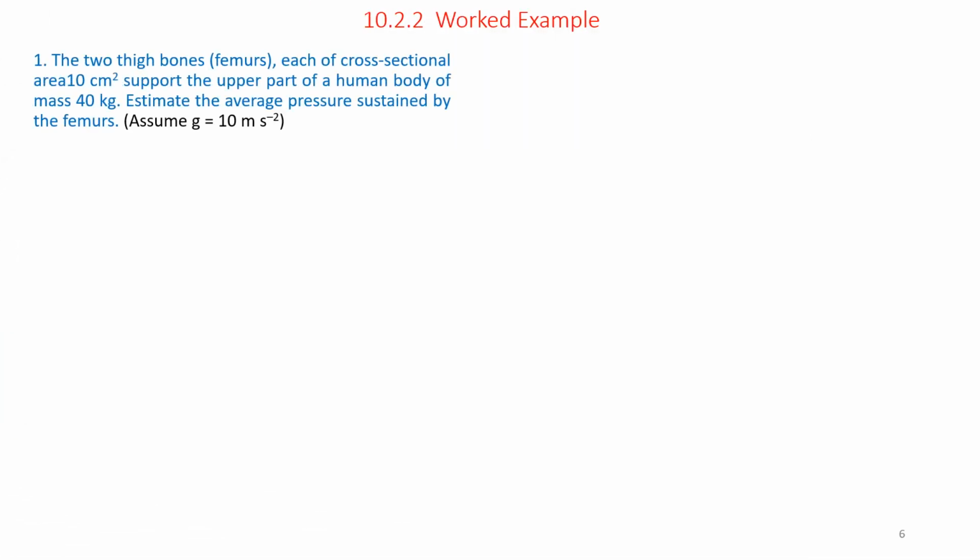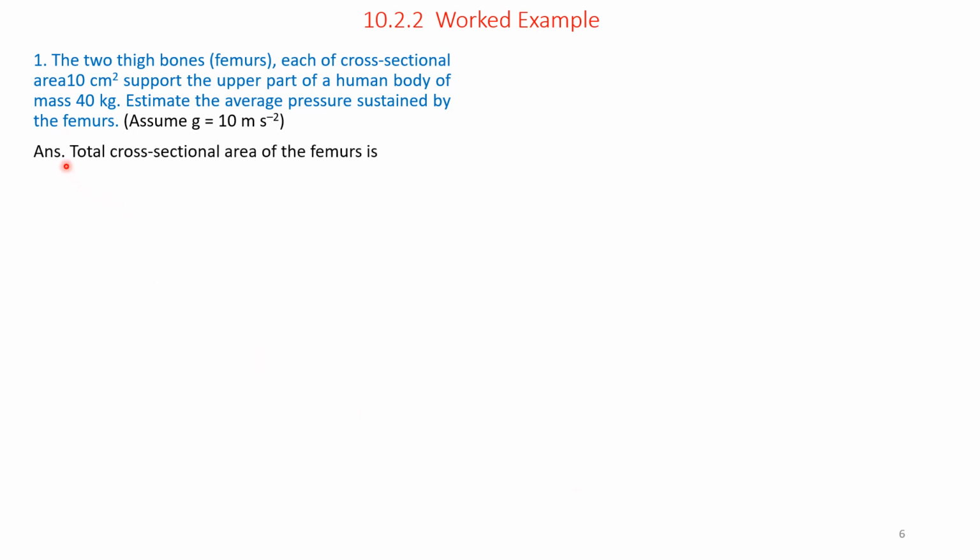Now we will take up a worked example. Example number 1. The two thigh bones, femurs, each of cross-sectional area 10 centimeters squared, support the upper part of the human body of mass 40 kg. Estimate the average pressure sustained by the femurs. Assume the acceleration due to gravity g is equal to 10 meters per second squared.